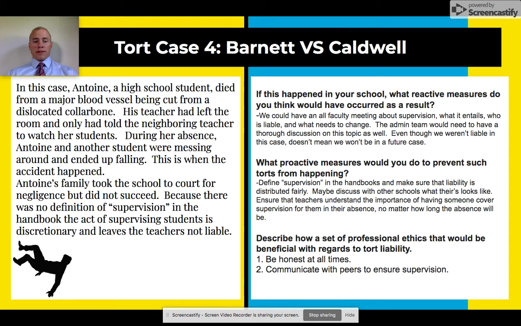So that's pretty crazy. The school ended up in the clear because they didn't have any definition of what supervision is. So her leaving and not having someone technically supervising pretty much got them out of being liable in this case, which is pretty wild to me.